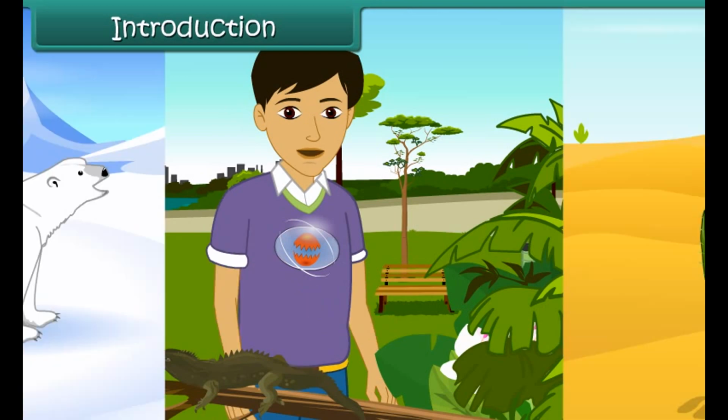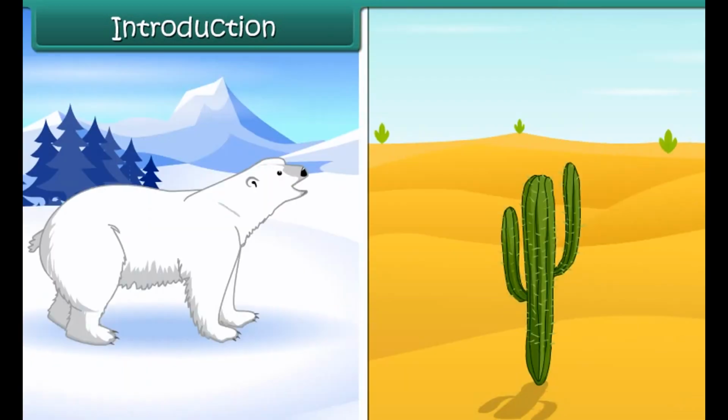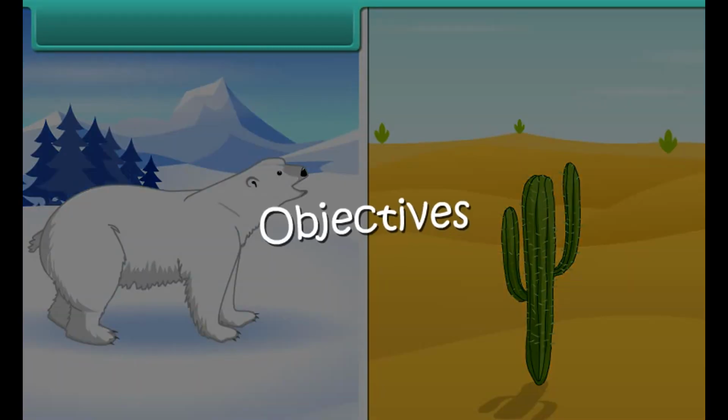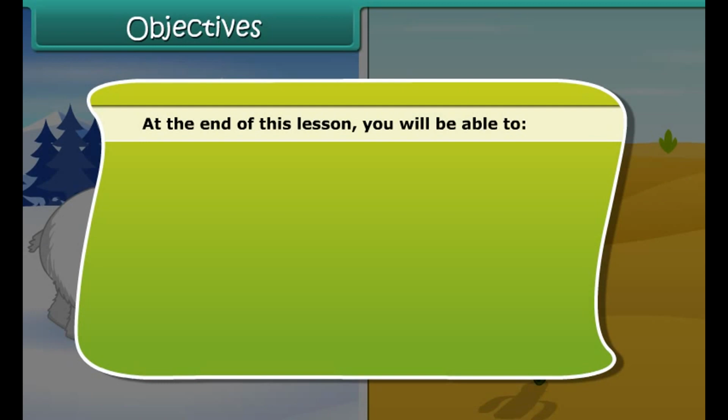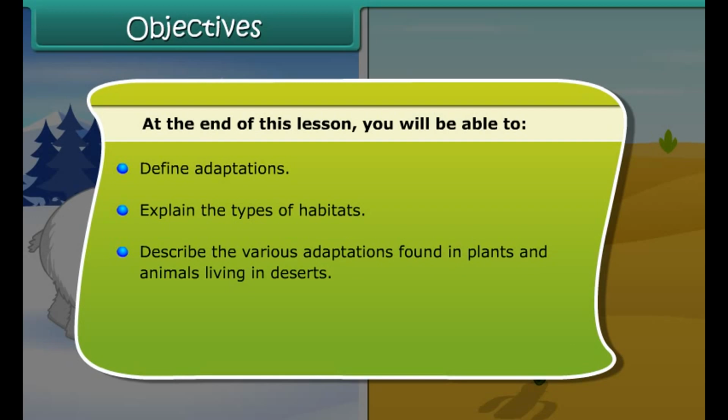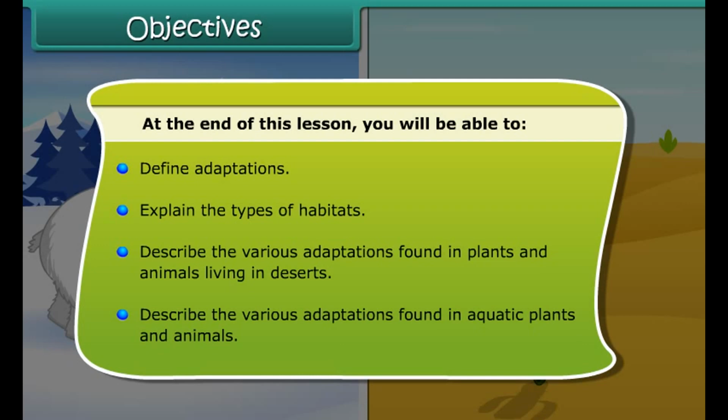These adaptations allow animals and plants to survive and grow in a particular habitat. In this lesson, we are going to learn how different plants and animals adapt according to their habitats. Objectives. At the end of this lesson, you'll be able to define adaptations, explain the types of habitats, describe the various adaptations found in plants and animals living in deserts, and describe the various adaptations found in aquatic plants and animals.